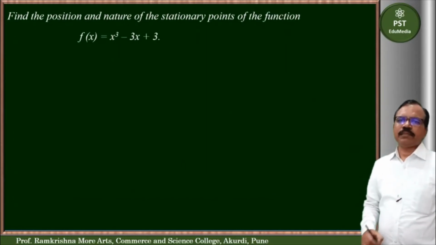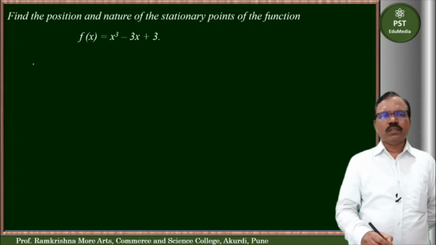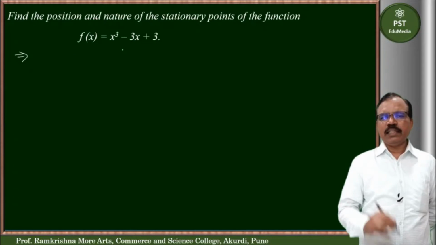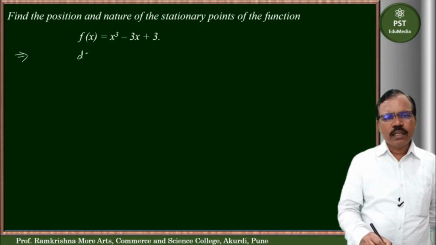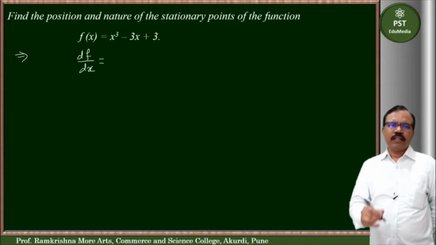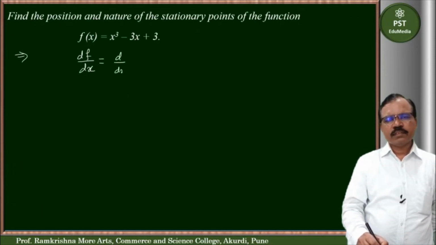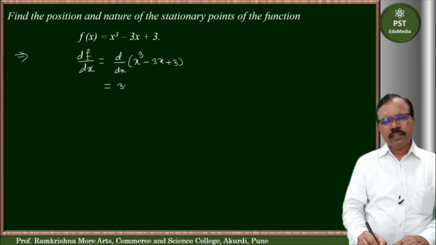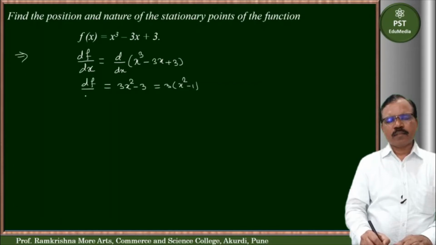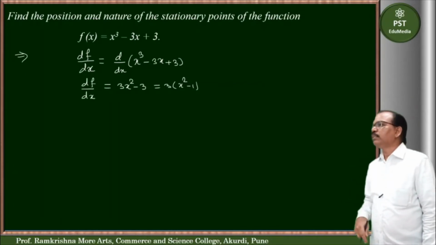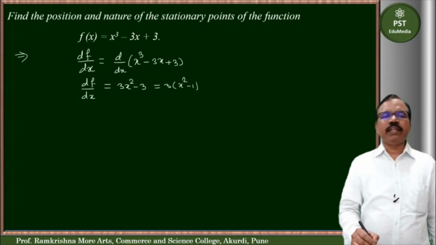Find the position and nature of stationary points of the function. Here the function is given, f of x, a single variable function: x cube minus 3x plus 3. First we find df by dx, which is d by dx of x cube minus 3x plus 3, that is 3x square minus 3. I can write this as 3 times (x square minus 1). This is df by dx. And to find the stationary point, we have to equate this derivative equal to 0.